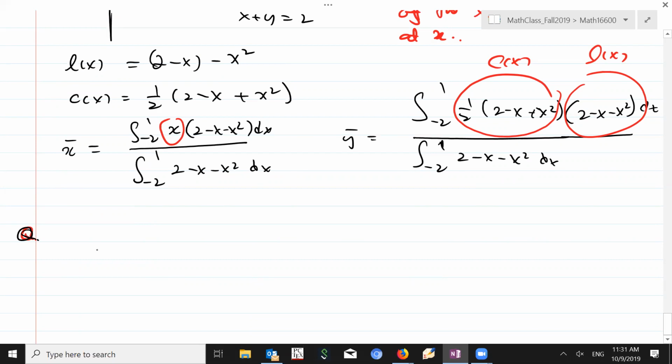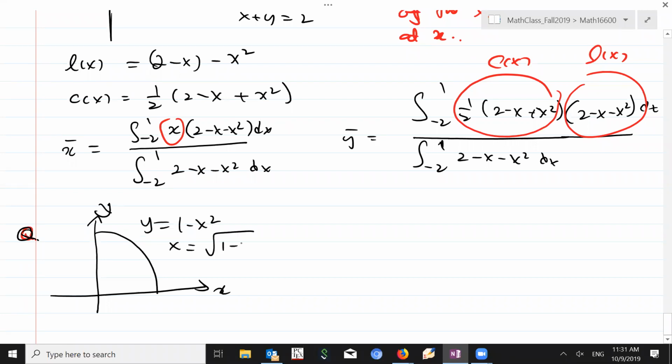Right, so the next one. Okay, this is a curve, y equals 1 minus x squared, x equals square root of 1 minus y, and here's 1, here's 1, right? Now, for this one, just set up an integral for the centroid. If you understand the idea, you can set up two integrals, use two different variables, x variable and y variable. Okay.